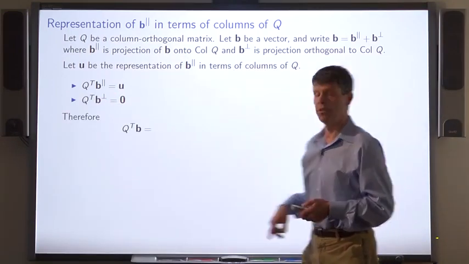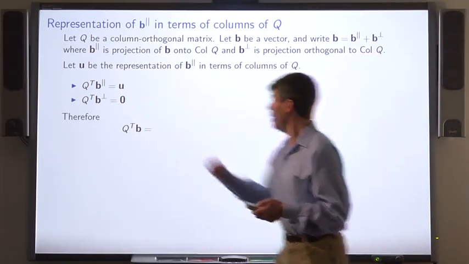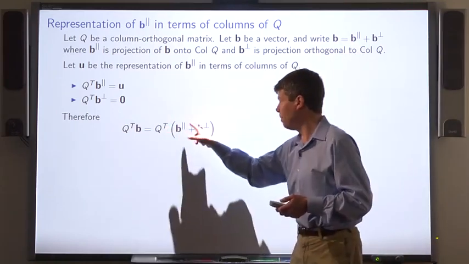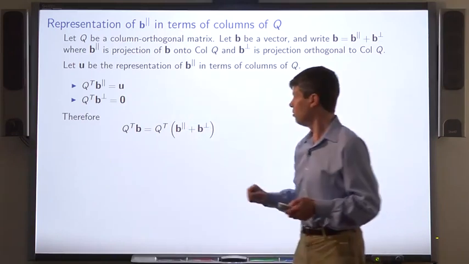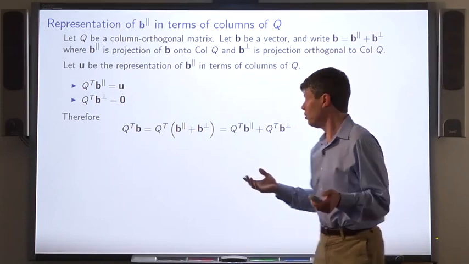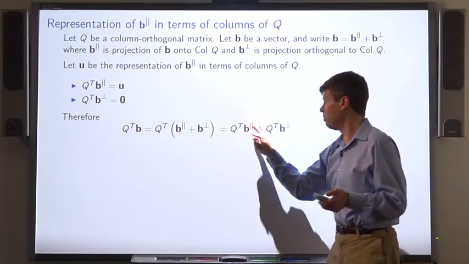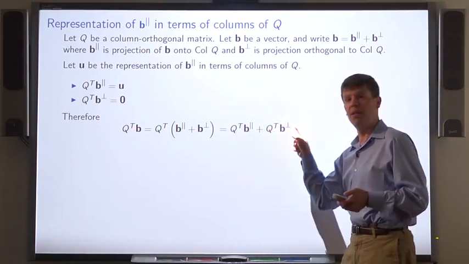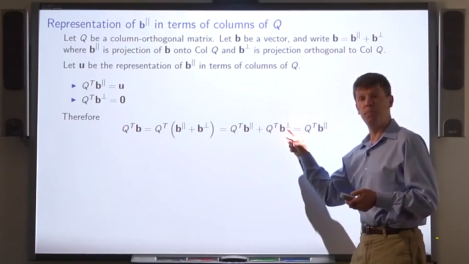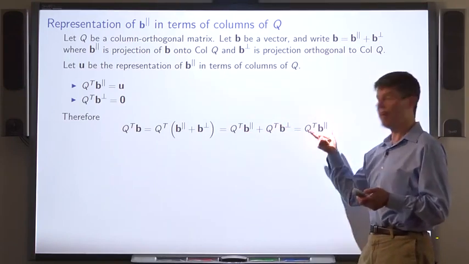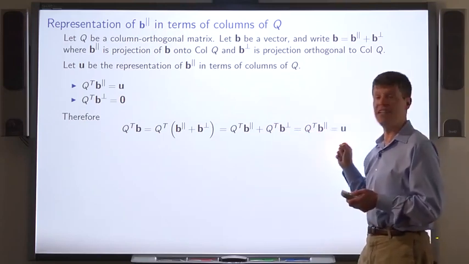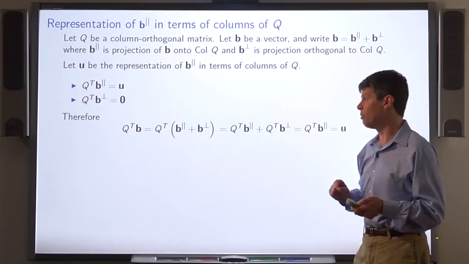Now let's put these together. Q transpose times b, well, b is the sum of b parallel and b perpendicular. So this is Q transpose times b parallel plus b perpendicular. Now we can use an algebraic property of matrix vector multiplication to rewrite this as Q transpose times b parallel plus Q transpose times b perpendicular. Well, Q transpose times b perpendicular is 0. So we're left with Q transpose times b parallel, which is u, the coordinate representation of b parallel in terms of the columns of Q.